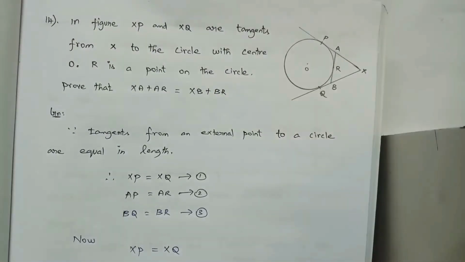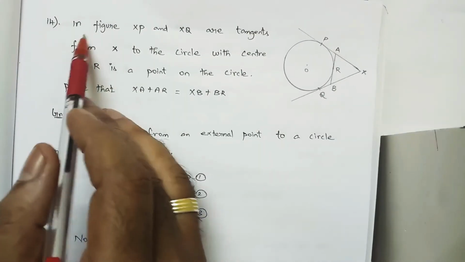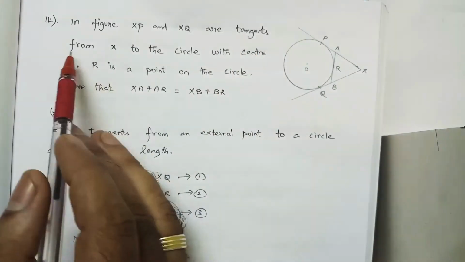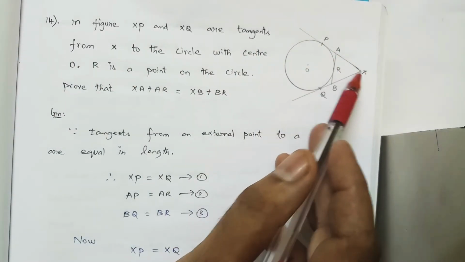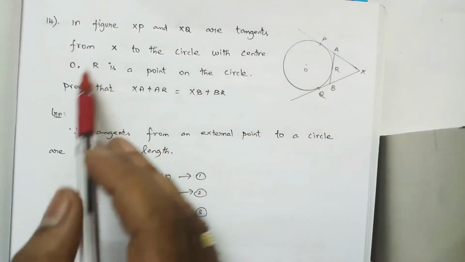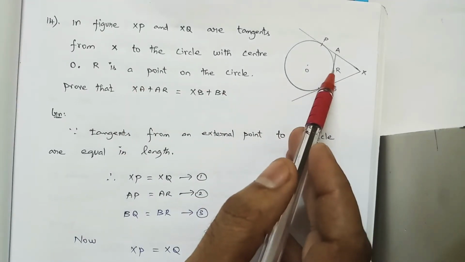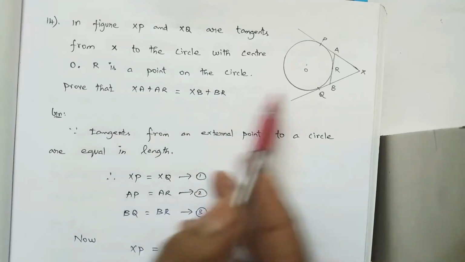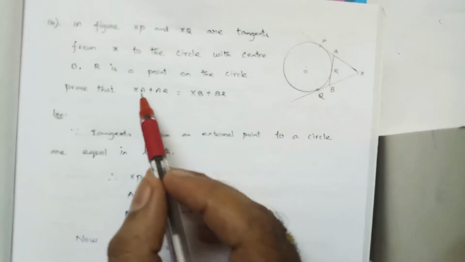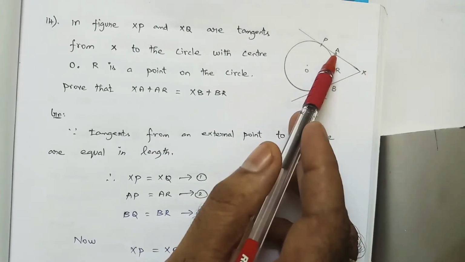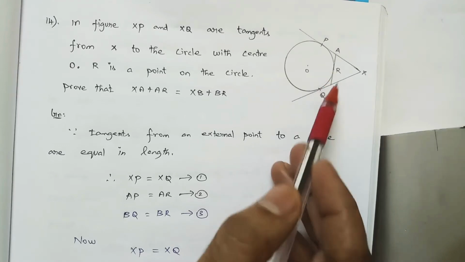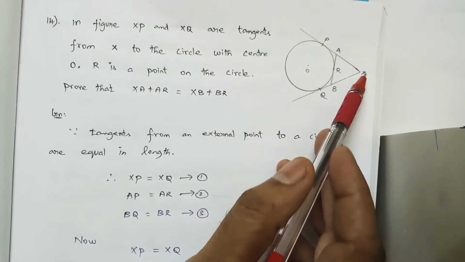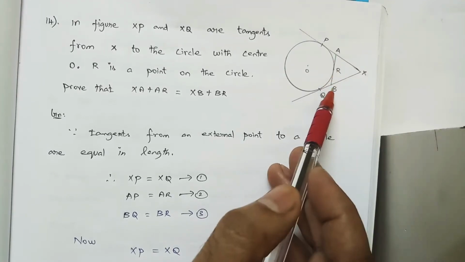Okay, what do we want to prove? Sum number 14: in the figure, XP and XQ are tangents from X to the circle with center O. R is a point on the circle. Prove that XA plus AR is equal to XB plus BR. We want to prove that XA plus AR is equal to XB plus BR.